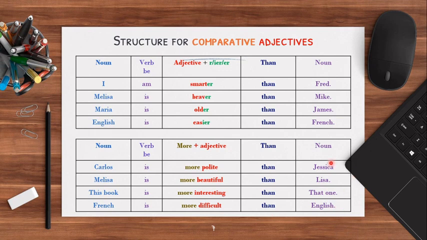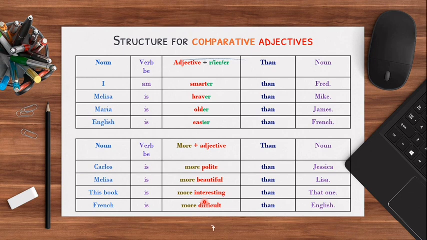Jessica is more polite than Carlos. Lisa is more beautiful than Melissa. Well, in the case of that book, it cannot be possible. It can be that one is more interesting than this book can be. And over here, English is more difficult than French. So we can have this pattern.